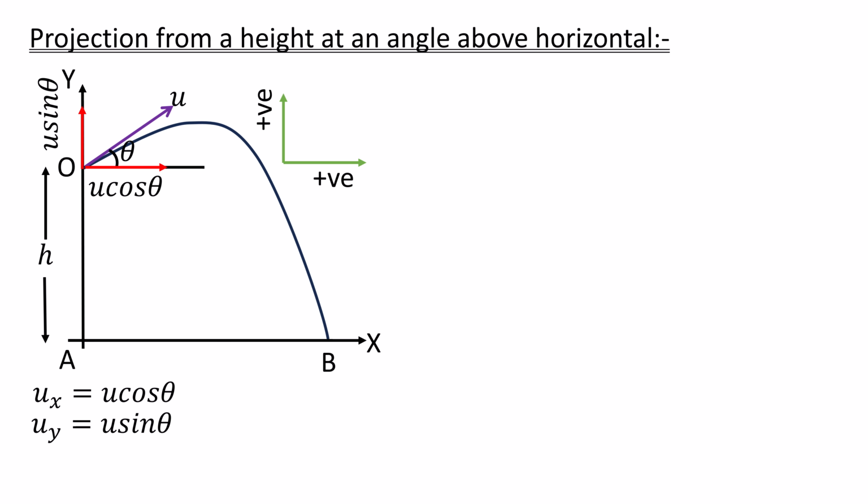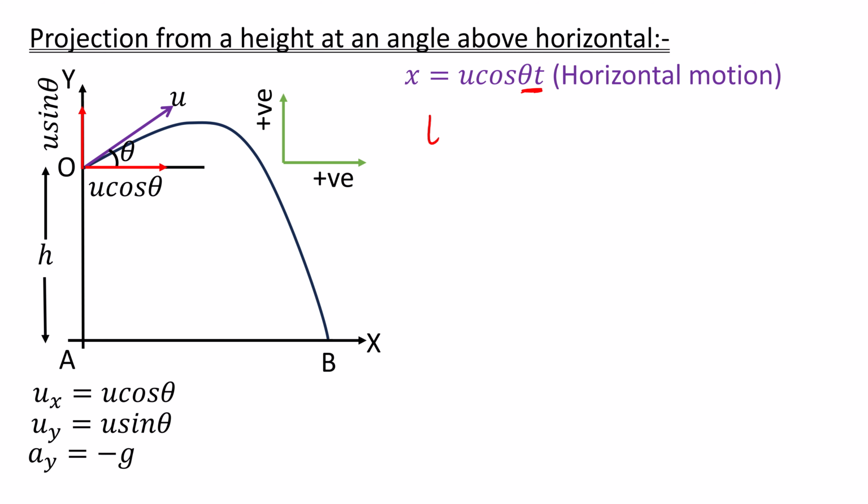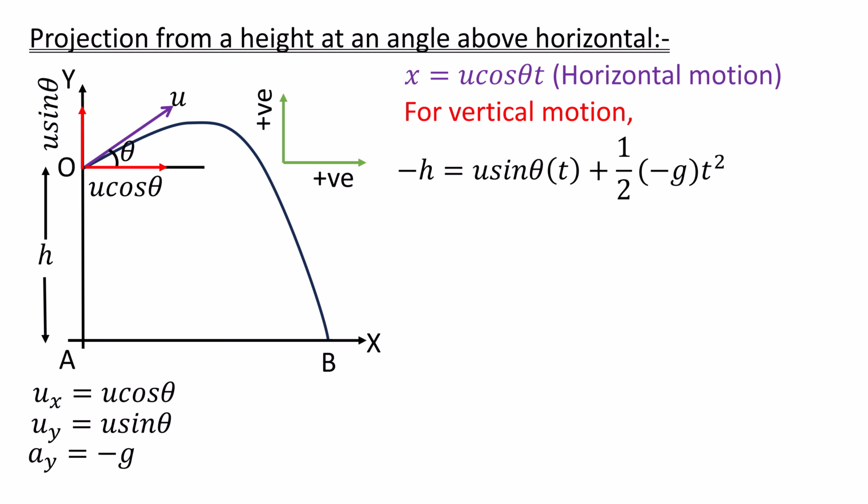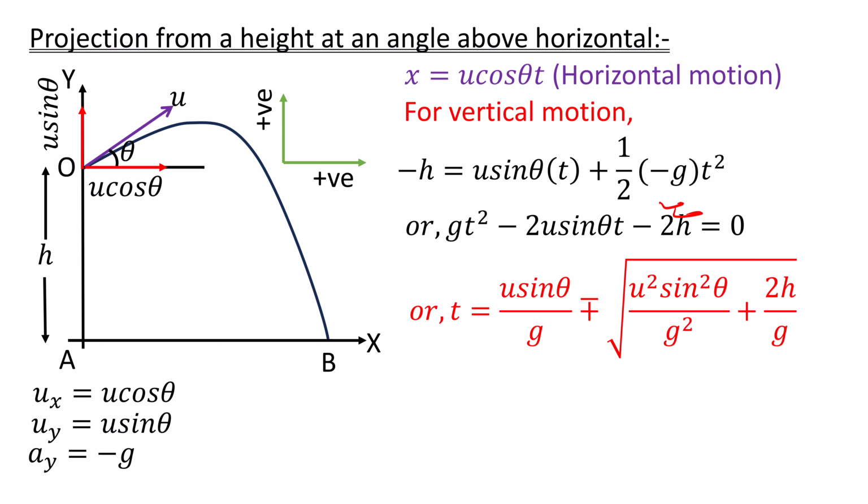ux equals u cos theta, uy equals u sin theta, and ay equals minus g. For horizontal motion, x equals u cos theta into t. That's why t equals x by u cos theta. This value we use later. For vertical motion, minus h equals u sin theta t minus half g t square. Let's solve for t. t equals this much.